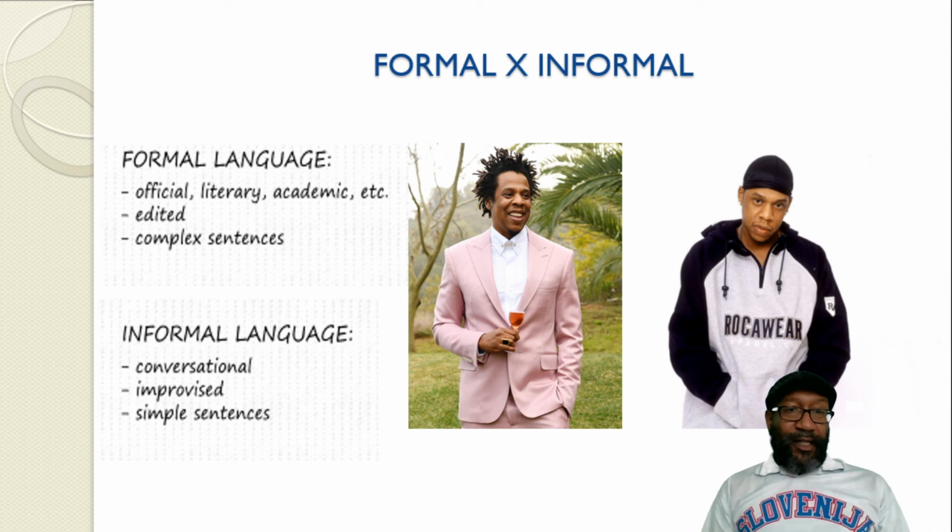So in the formal language, you have official text, literary text, academic text. It's edited, so you have to make it better all the time you work with it, and it has complex sentences compared to informal. Informal is conversational, so it's less monitored and improvised, so many times you can use some structures that are not very typical. It's more common to use simple sentences to reach your audience.